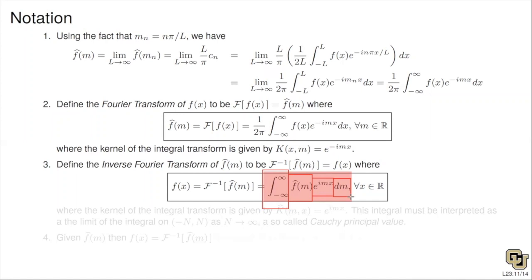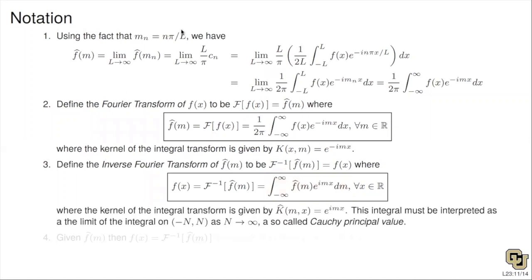So this inverse Fourier transform is actually a Fourier series, the complex series written in this integral form. So this now, as Evan said, should be interpreted as what we call the Cauchy principal value, in that this infinite integral should be viewed as the limit of the integral over this symmetric region minus n to n, and then we send n to infinity.